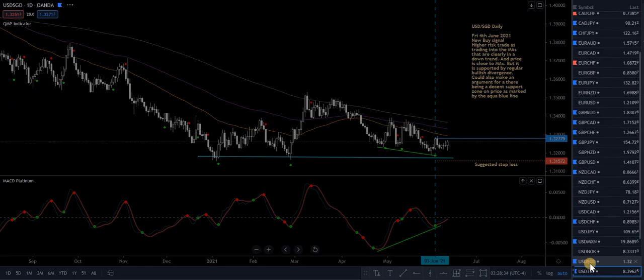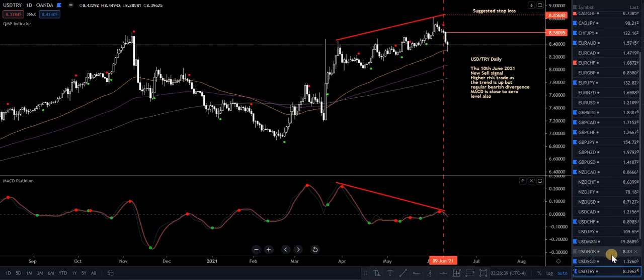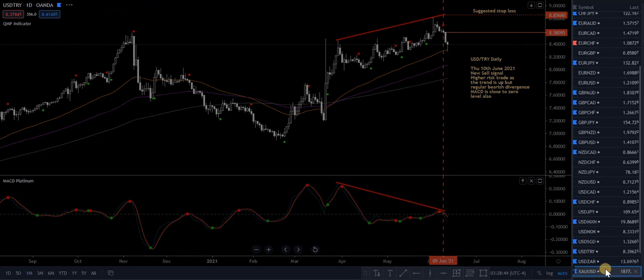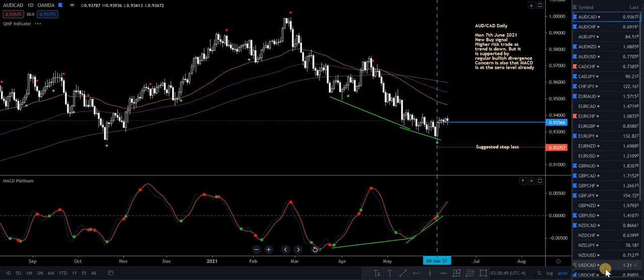USD Mexican peso, Norwegian krone, Singapore dollar, Turkish lira. So there's plenty here, even the gold, silver, US 500 and Bitcoin, etc. So we'll go through them.